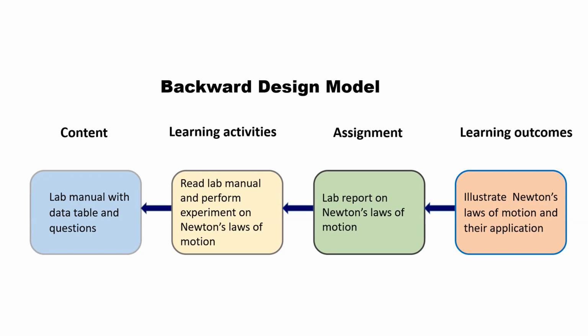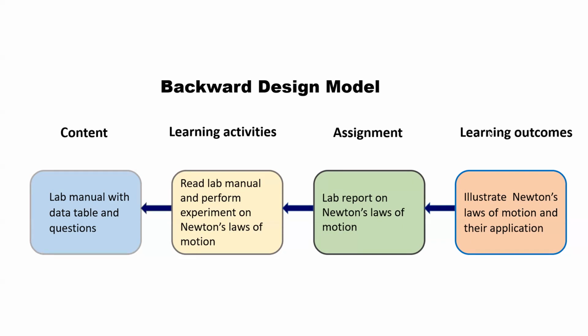But as a professor, when you are preparing for the class, when you are trying to teach your class, don't start with content or learning activities or assignments. You should start from the learning outcomes and then move backward. When I illustrate with an example, you will understand much better. So if you are teaching physics or any other discipline, please keep watching this video until the end.